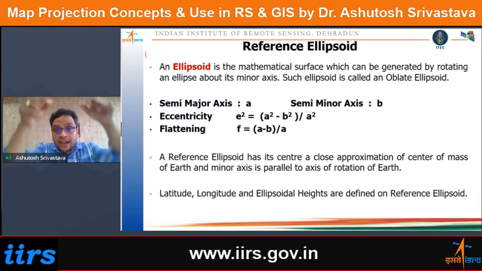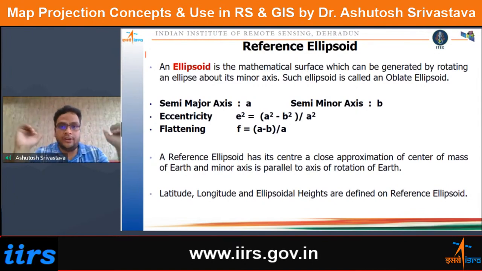Latitude and longitude are defined on this ellipsoid. Now there is another term, ellipsoidal heights. So this latitude and longitude are basically for the horizontal measurement, where you are. But ellipsoidal height is for the vertical, how much it is.